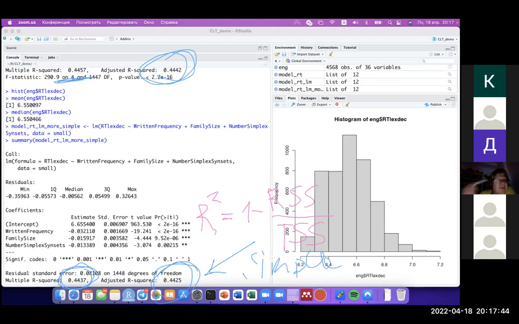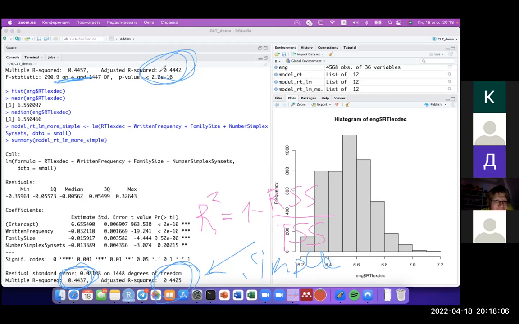So yes, adding new predictors will always increase your multiple R squared, but adjusted R squared will not always be higher. In this case, I was wrong. It is still higher, but you can see that the difference between them is 15, and here it is smaller. So you can see that the difference between multiple R squared and adjusted R squared here is more than here.